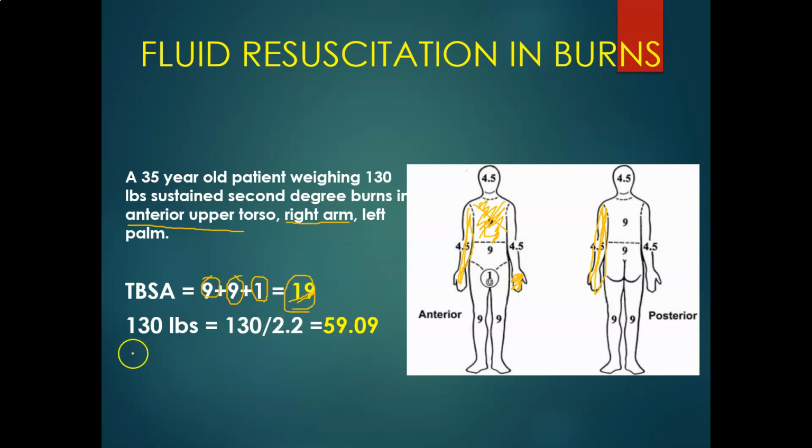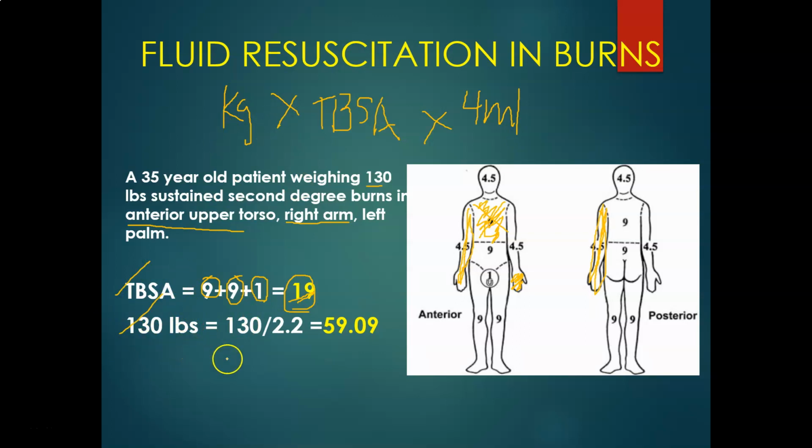Okay, now the next computation that you need to do is to identify, because remember, it's kilogram times TBSA times 4 ml. That's your Parkland formula. We're done with your TBSA. Check. Then we go to your kilogram.